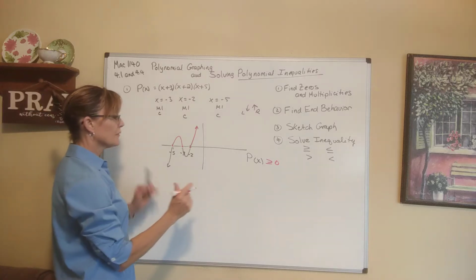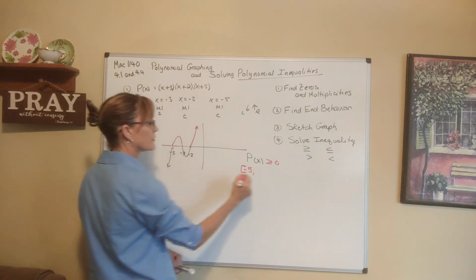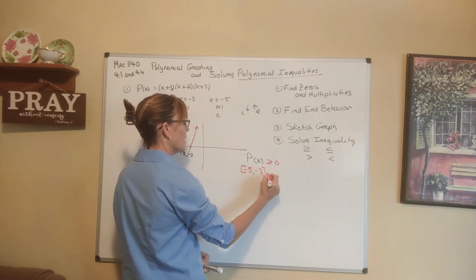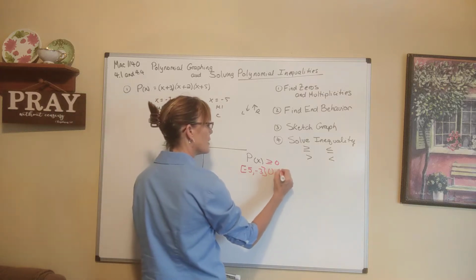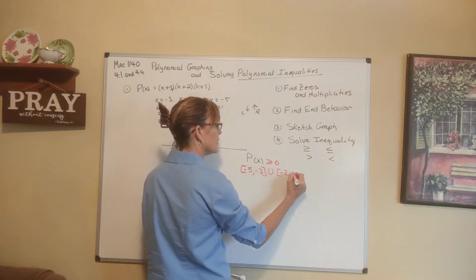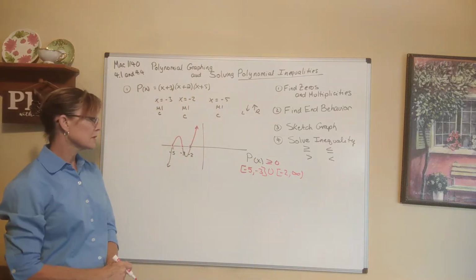This would be from negative 5 to negative 3, and then we're going to union that with the interval from negative 2 to infinity. That's where this is positive or equal to 0.